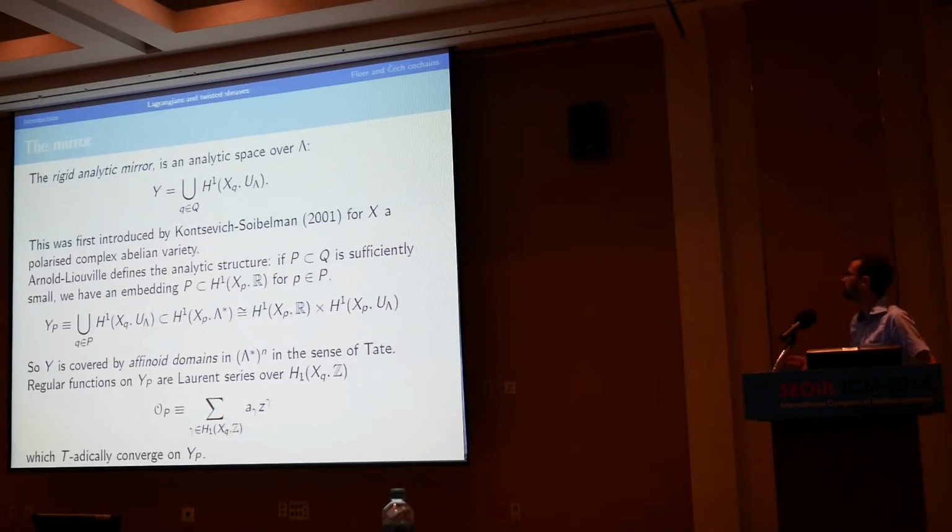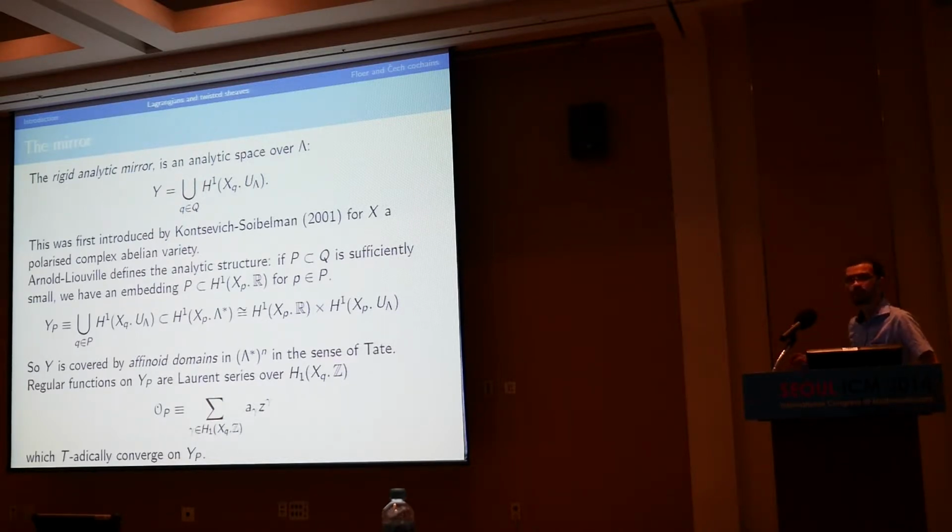Now, what this means is we can embed a local chart of Y inside, well, this first cohomology is just a copy of Lambda star to the n. So now imagine for a second, I've told you that I can embed my space, if we're working with complex numbers, in C star to the n. Well, C star to the n is a complex manifold, and every open subset of it is also a complex manifold.